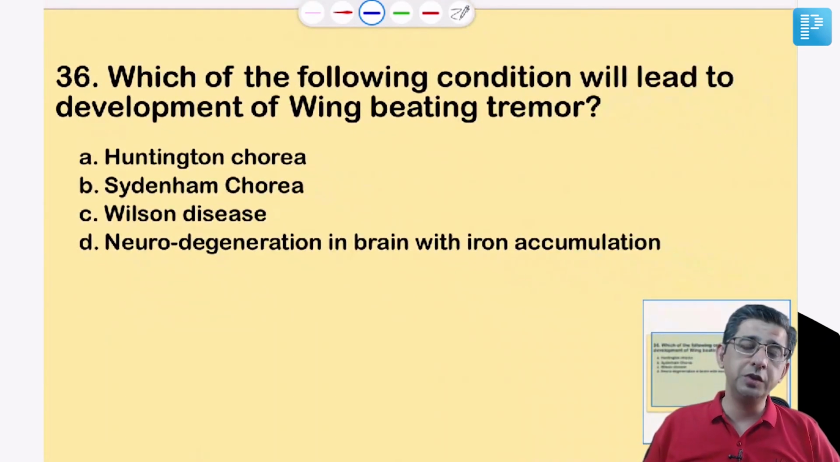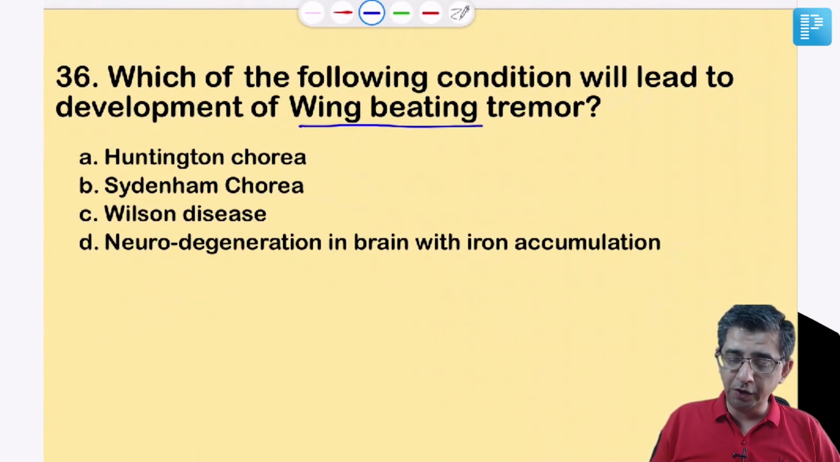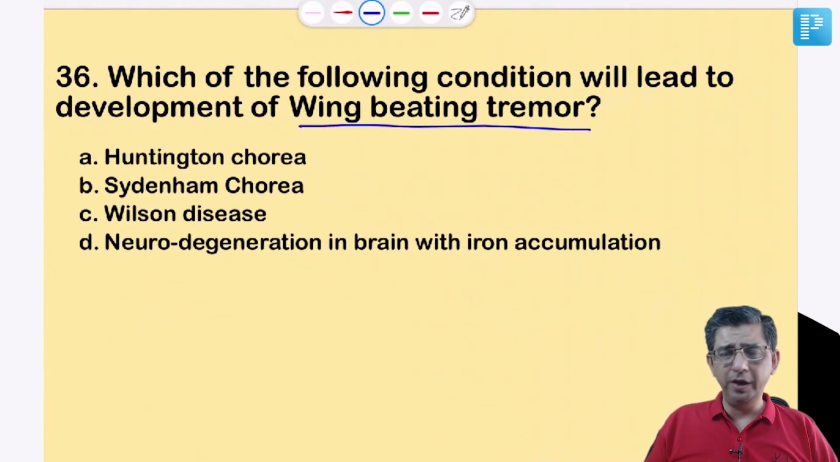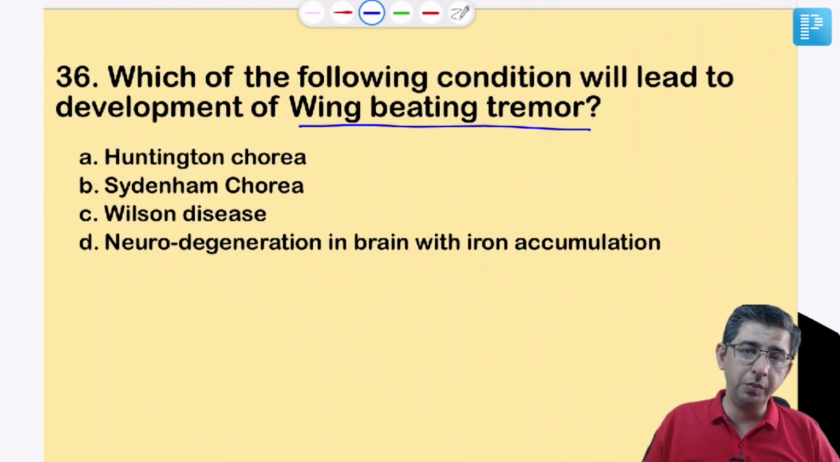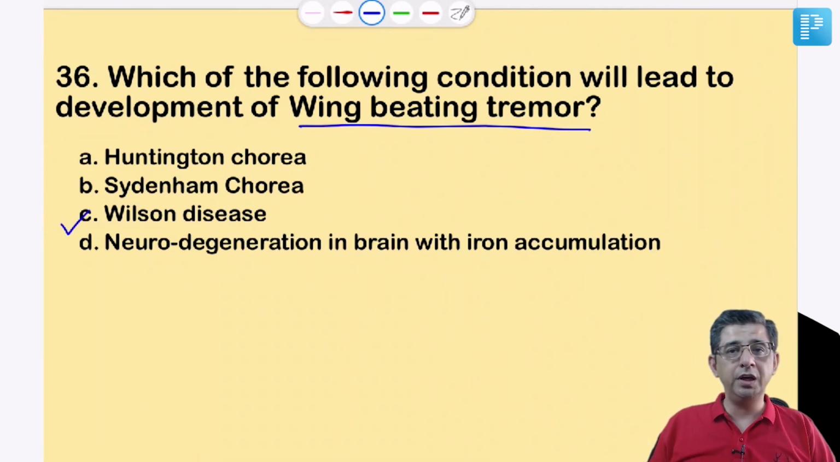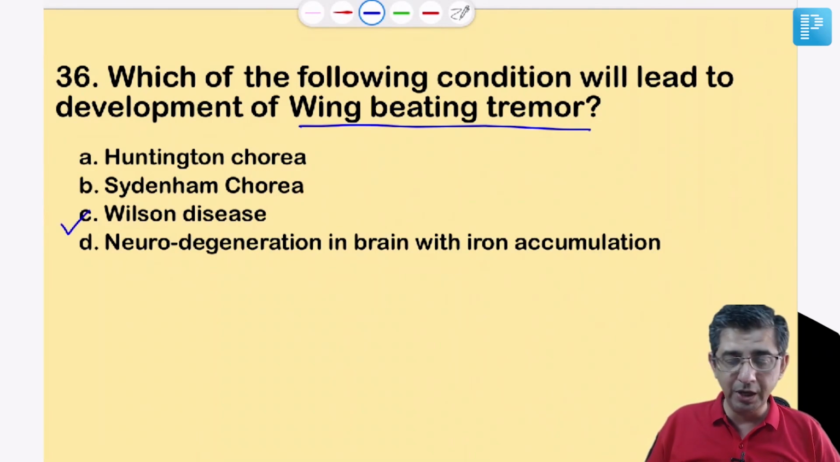The question says, which of the following will result in development of a wing beating tremor? Very classical, wing beating tremor is a feature of copper deposition in the basal ganglia. That would be Wilson disease. So there were two questions on Wilson. One I have handled, the genetic part was asked, and the second was the manifestation of it. The tremor is the wing beating tremor. Answer to 36 is C.